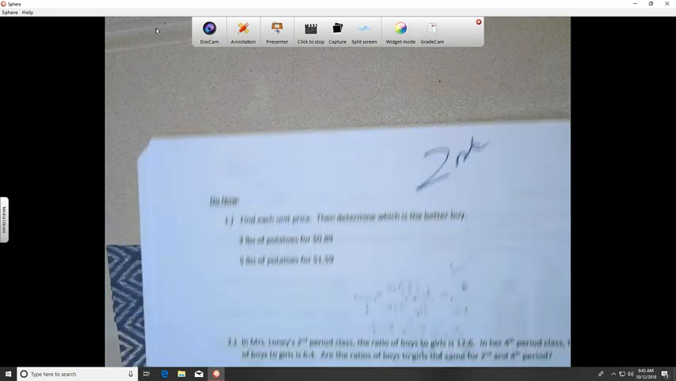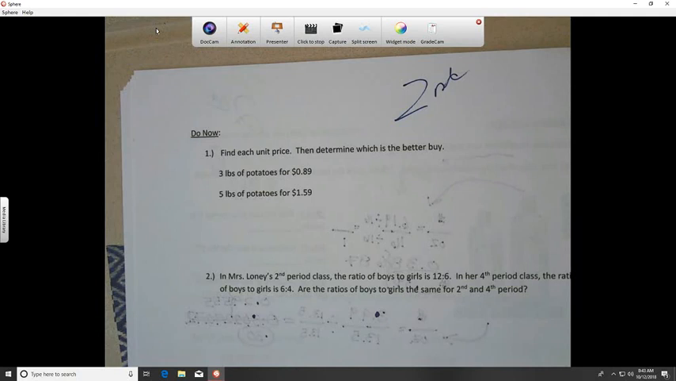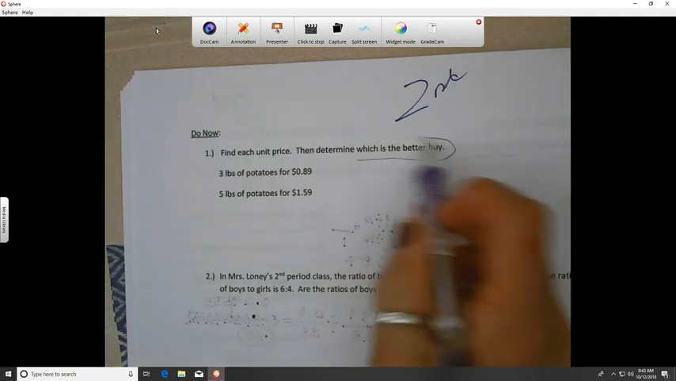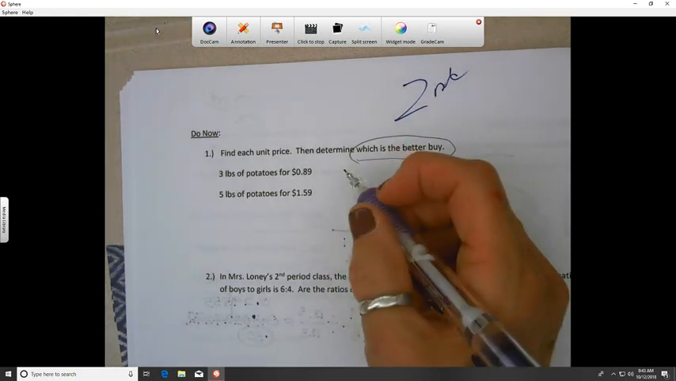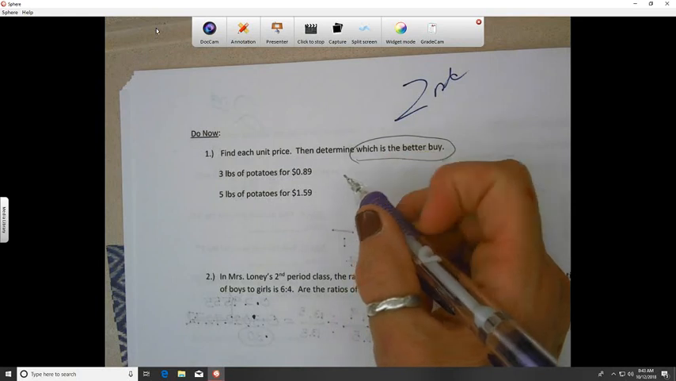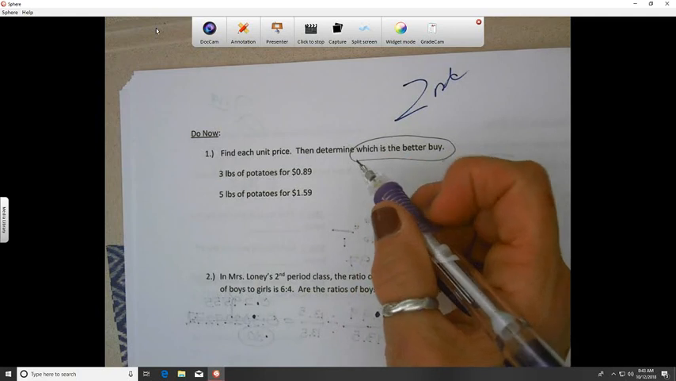Again, we're talking about unit price and we're talking about money. So we're going to look and see which is the better buy. Guys, I have to just say this. If you didn't do the homework, you're really missing out on another practice. Because if you didn't do it, you can't check your work, you're kind of lost, you're behind, and you're kind of going fast here. Do now time.